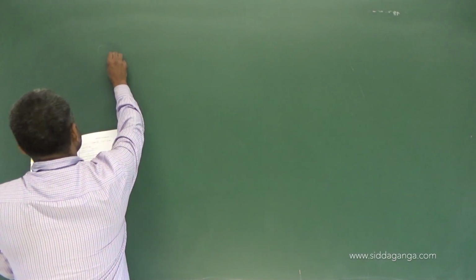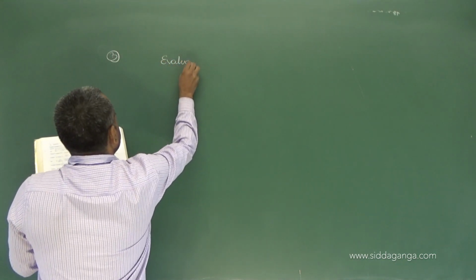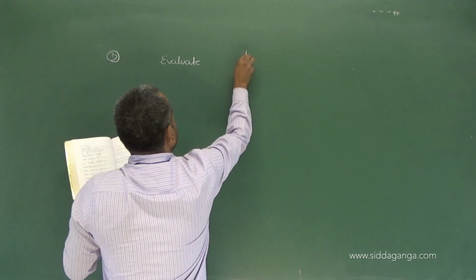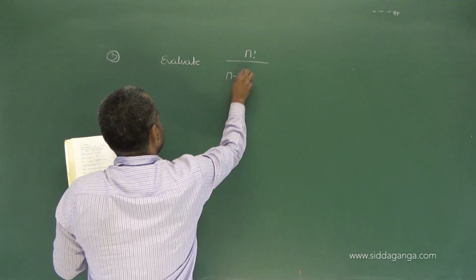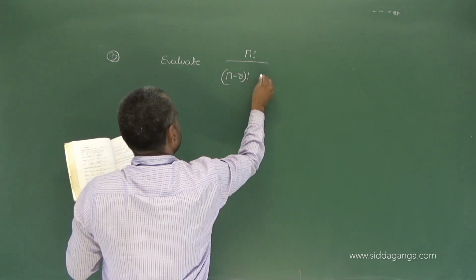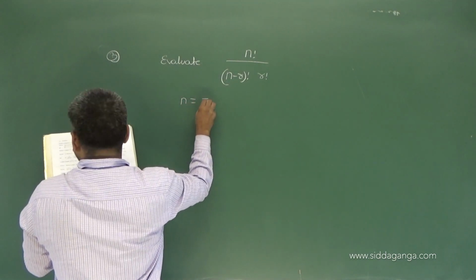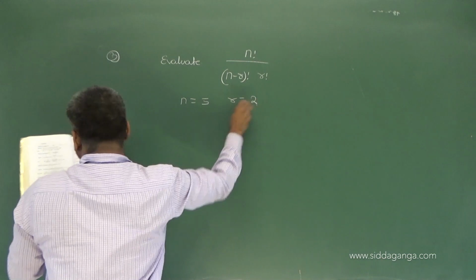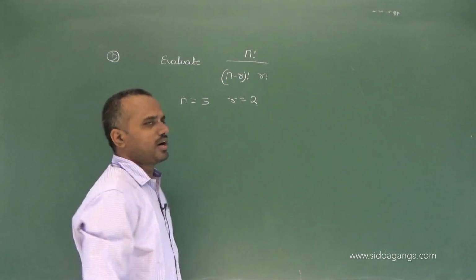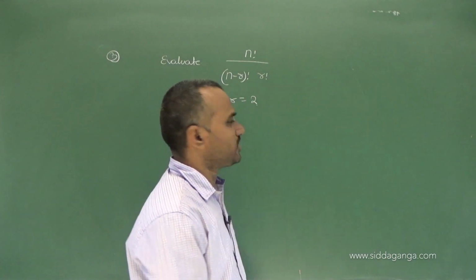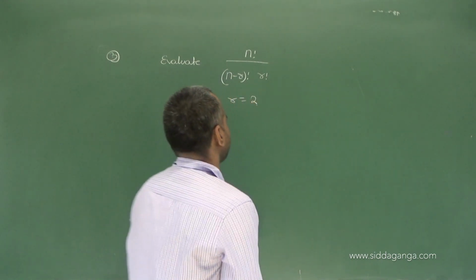I think the seventh problem is example 3. Evaluate n factorial divided by (n minus r) factorial into r factorial, where n is equal to 5 and r is equal to 2.